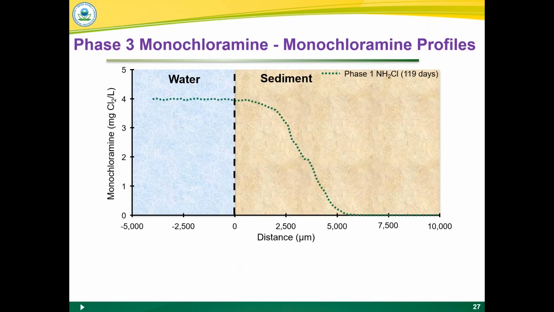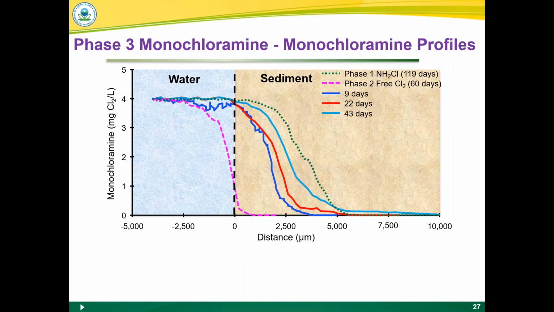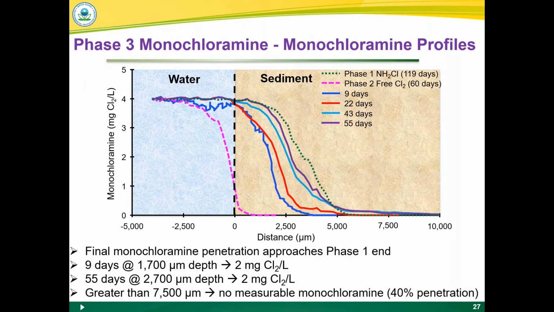And then finally, we went back to monochloramine for a couple months. So again, a reminder: where we ended phase 1, where monochloramine got, where free chlorine got at the end of phase 2, and we're starting to feed monochloramine again. So 9 days in, 22 days in, 43 days in, and 55 days in. So monochloramine is starting to go back to where it was at phase 1's end. Maybe penetrating a little bit greater now. Got about 40% penetration where we could actually measure some monochloramine, but still not anywhere near completely getting into the sediment after this time frame.